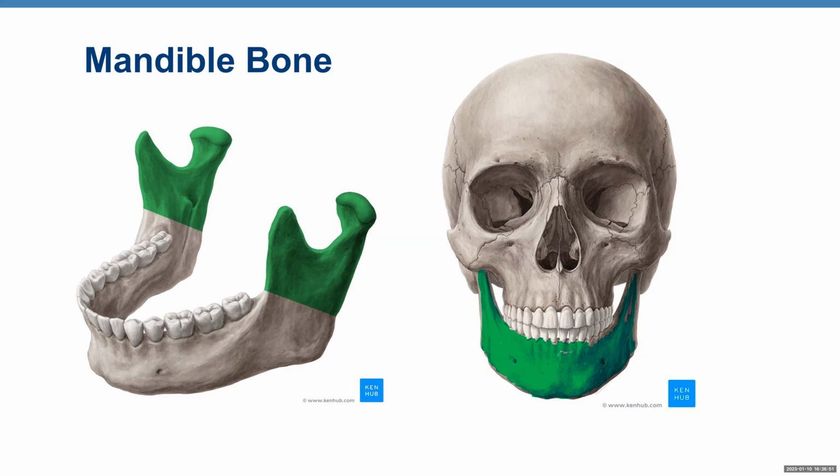Now, this part is called, this is a process called the condylar process, and this is called the coronoid process of the mandible. This is the mandible angle. This is called a ramus. So here, this is the ramus. The ramus is the branch that has the condylar and coronoid process, and this part is the body of the mandible.